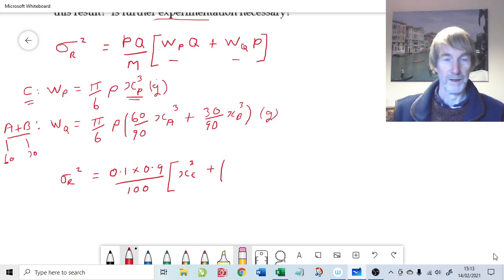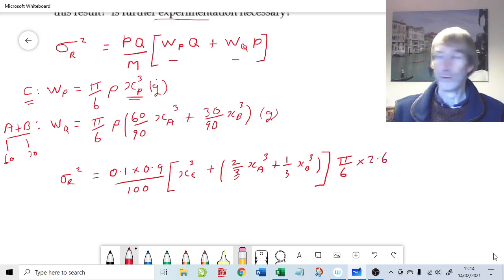Well, 60 over 90 is 2/3, so that's 2/3 xa cubed plus 1/3 xb cubed, and then we need to take into account that we have pi over 6, which is true for all those sizes, so we can take that out, and we also have a density of 2600, which is 2.6 grams per centimetre cubed. So we're almost there. We've almost got the problem that we need to work out.